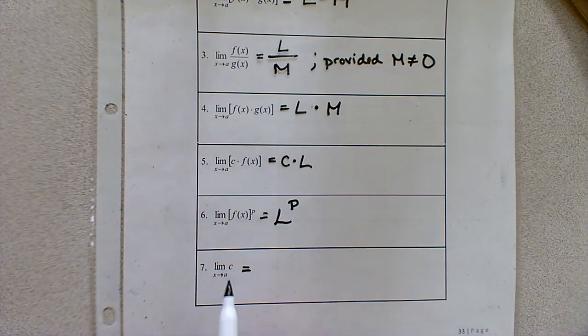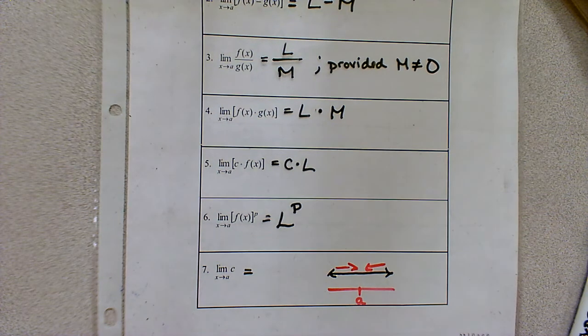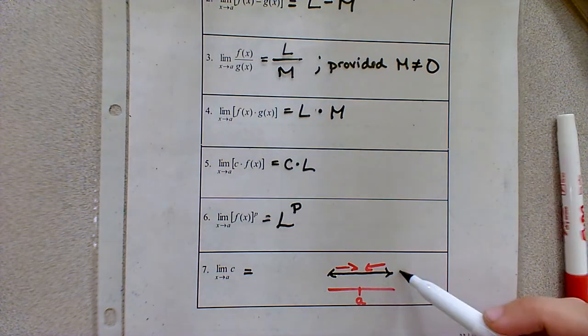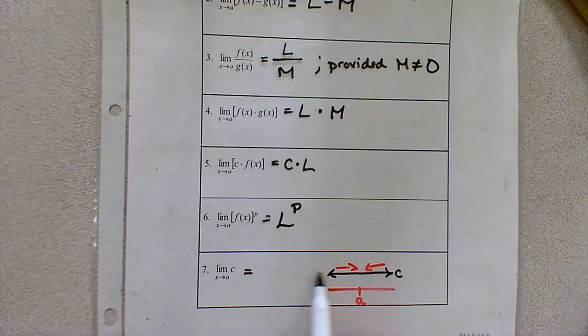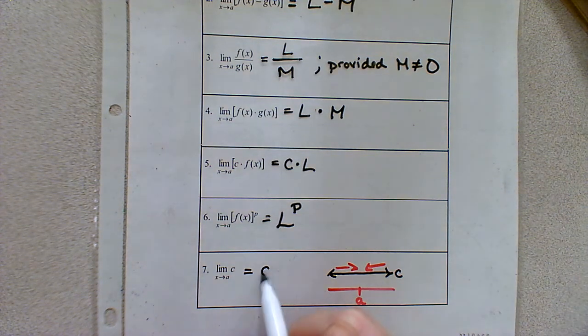The last one's a little different because we're not talking about f of x or g of x anymore. We're simply going to take the limit of a constant function. So if you think about a constant function, that is a horizontal line, and we want to approach the x value of a from the left and the right. Notice as we do that, those arrows would be approaching each other, and they would meet up at the height of the constant function, because constant means the height never ever changes. So it looks like our limit value would be c, just the constant itself.